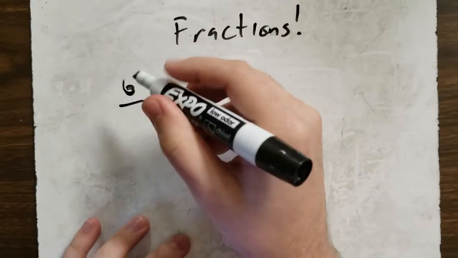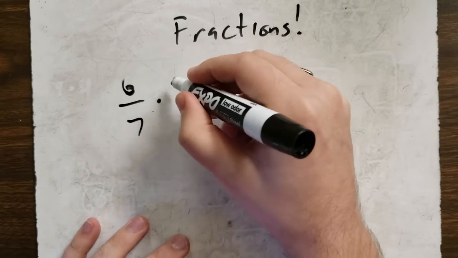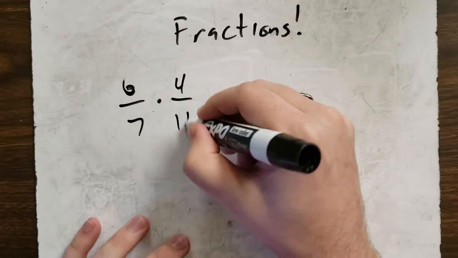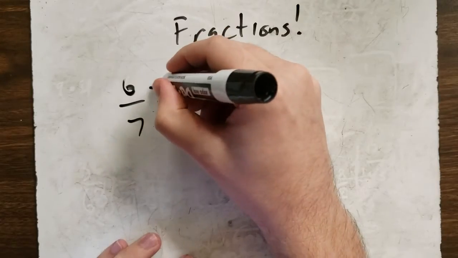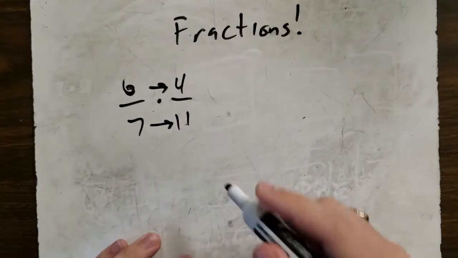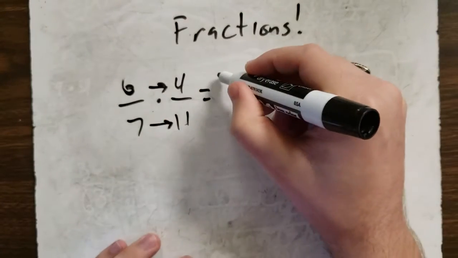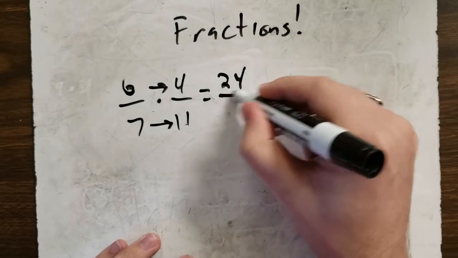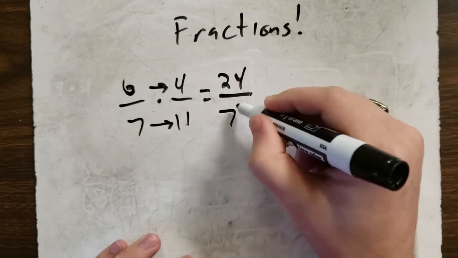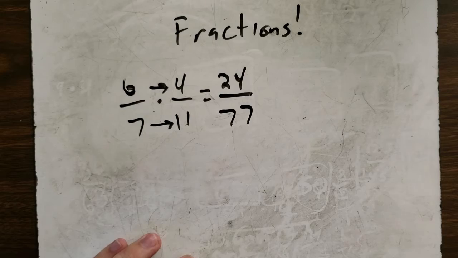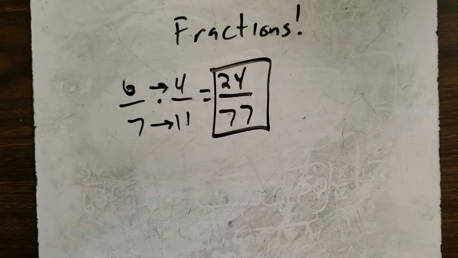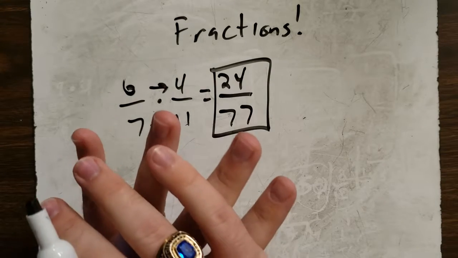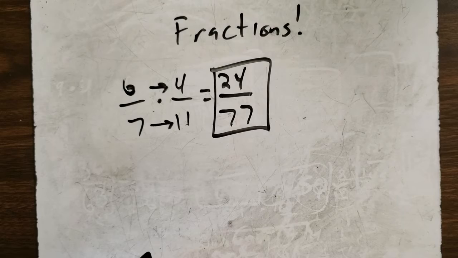6 over 7 times 4 over 11. So same thing. We multiply straight across. 6 times 4 is 24 over 7 times 11 is 77. Can we reduce? No. So 24 over 77 is our final answer. It looks goofy, I know, but that's the right answer. It's all you gotta do. Nothing hard about that.